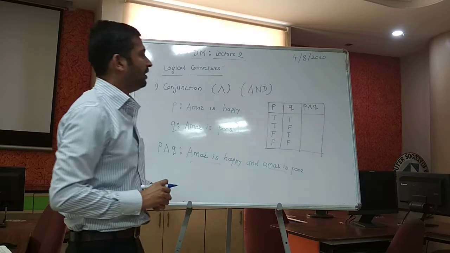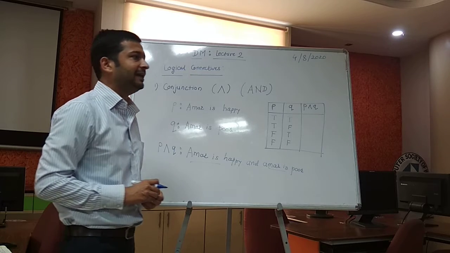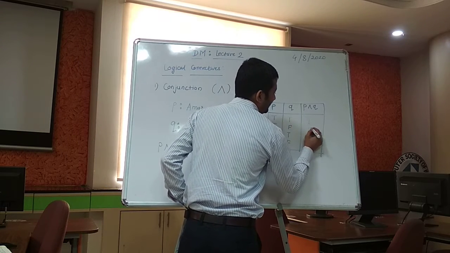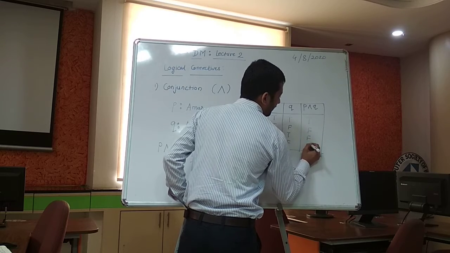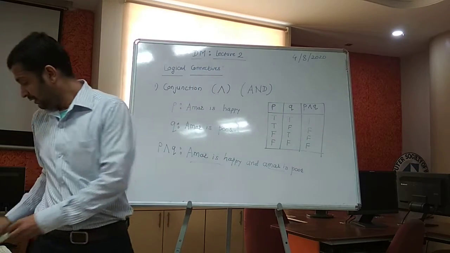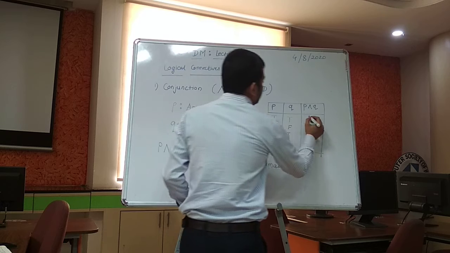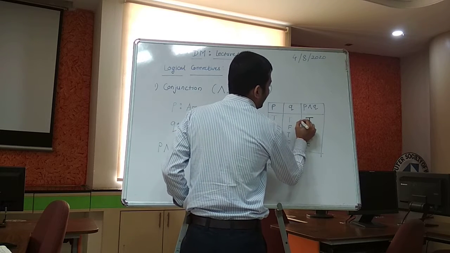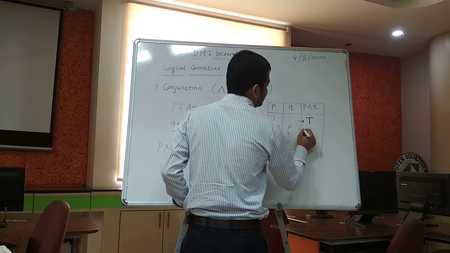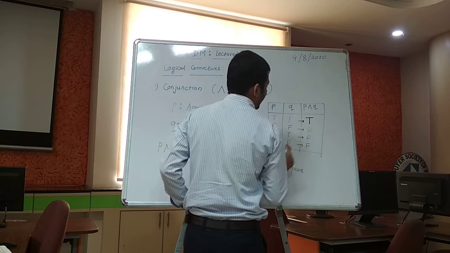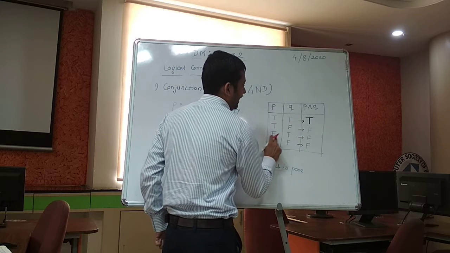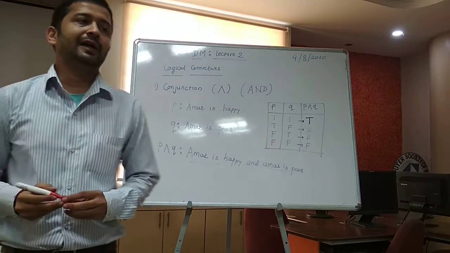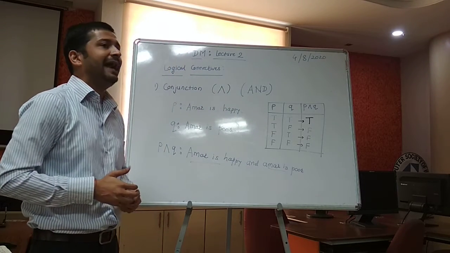The definition or the concept of conjunction is like that: when both the input statements are true, then the output is true, otherwise it is false. So I have written false. When both the input statements are true, then only it is true, otherwise it is false, for any combination like TF, FT and FF. So this is the truth table of the conjunction or and statement.